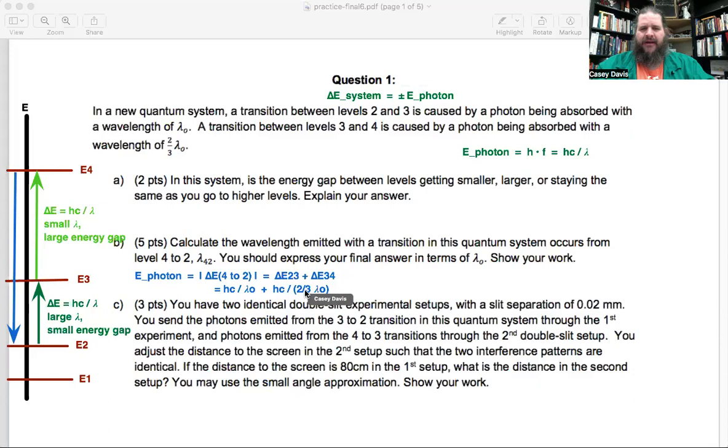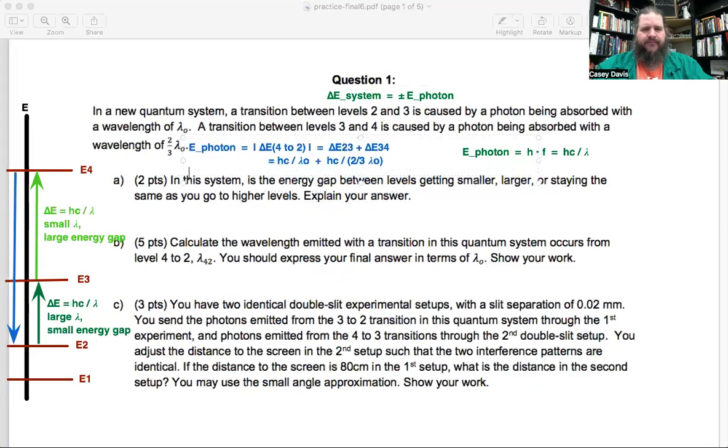And 2/3 in the denominator, because ideally we want the denominators to be the same so we can actually add these together. 2/3 in the denominator is equivalent to what fraction in the numerator? 3/2. Right. So we could rewrite this as HC over lambda naught plus 3/2 times HC over lambda naught. Now we've got the same denominator, so we can just combine those and get HC plus 3/2 HC, that's 5/2 times HC over lambda naught.